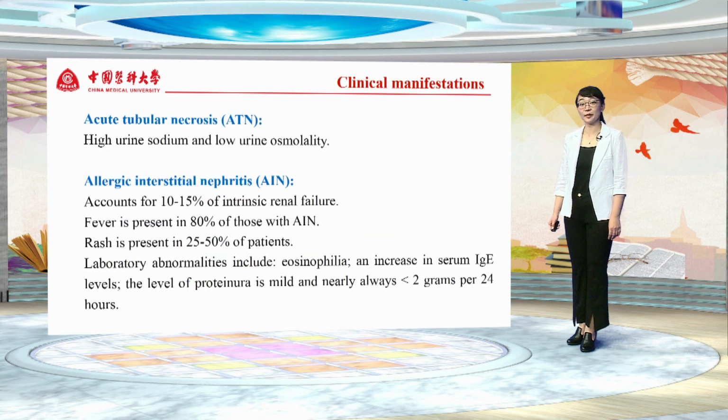Now, let's see some typical clinical manifestations. ATN, we mentioned it just now. Remember, dead cells don't work. Allergic interstitial nephritis, AIN, accounts for 10 to 15% of intrinsic renal failure. Fever is present in 80% of patients. However, it's very difficult to determine whether the fever is from the underlying illness or from the AIN.